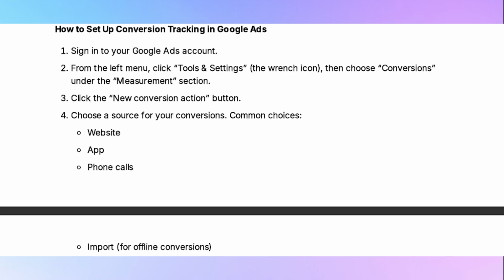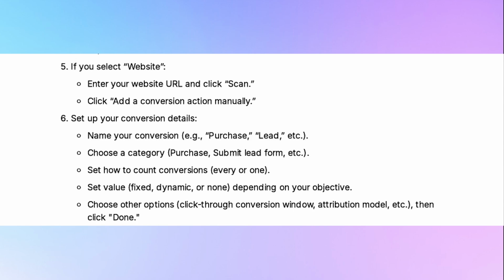Then choose a source for your conversions. Common choices include website, app, phone calls, and import for offline conversions. If you select website, enter a website URL and click scan. Click add a conversion action manually.